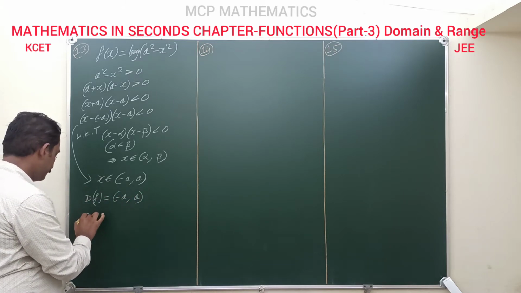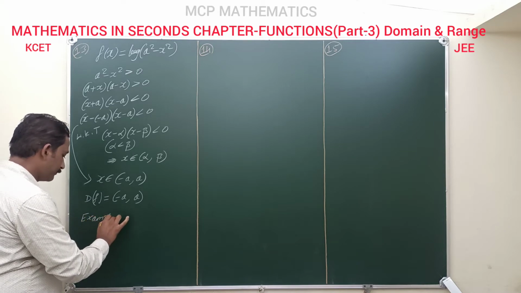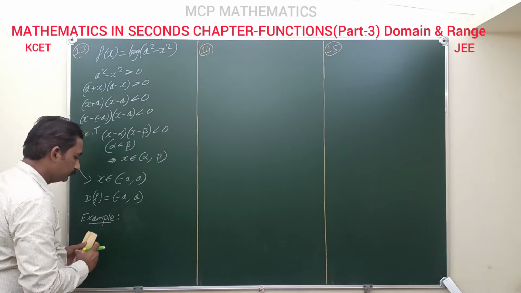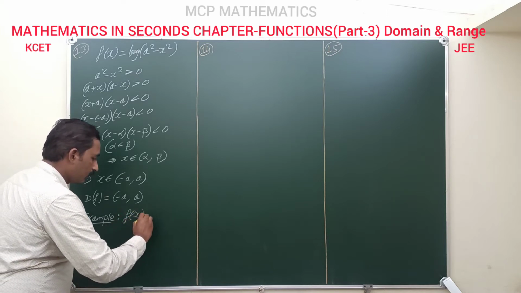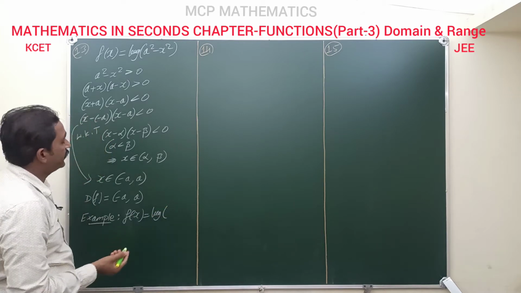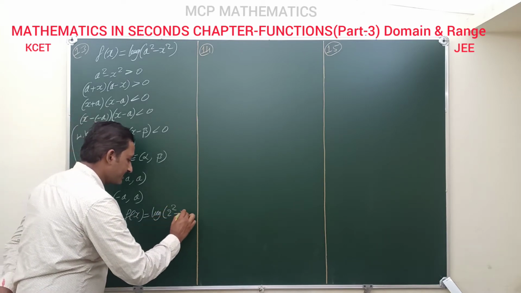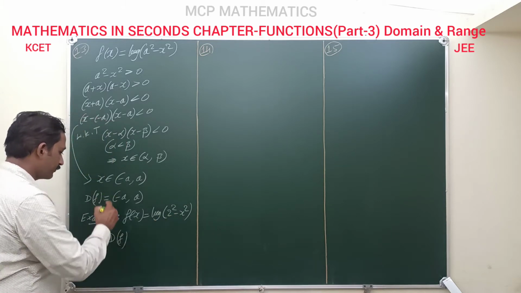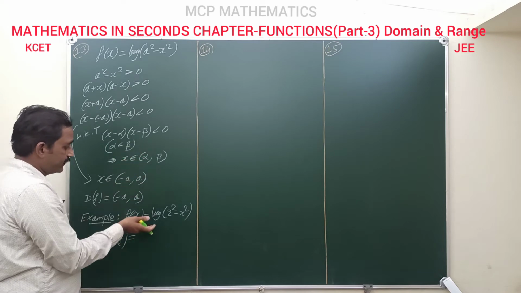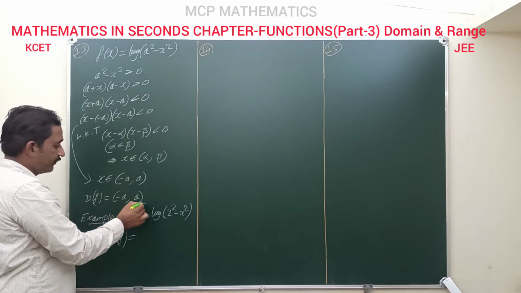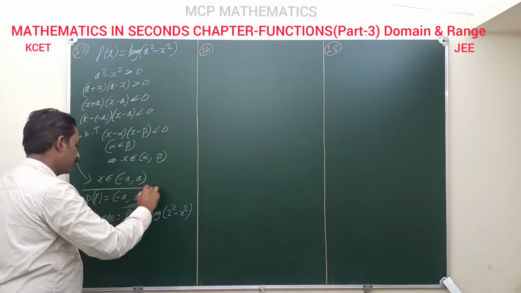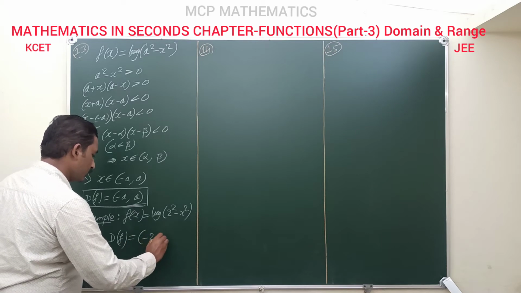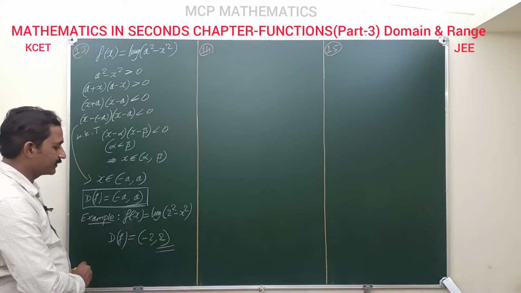So take one example. f of x is log of a square minus x square, which is nothing but 2 square minus x square. In the place of a, 2 is there, so directly we can write the domain of f using this formula. We cannot simplify this function any further. So using this standard result, the domain of this function is minus 2 to plus 2. So this is the easy method.